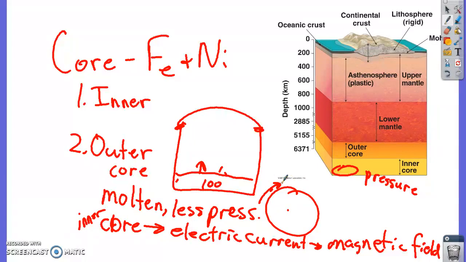So north hasn't necessarily always been north. As this flow changes and the direction of it changes, it could change where magnetic north is. And over time we think that has happened. All right, we'll talk more about that in later chapters, but that's something we think may have changed in the past.